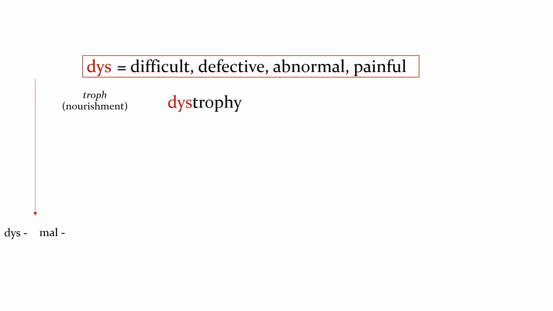So let's take a word like trough, which means nourishment. Dystrophy. Well, some of us may have heard of muscular dystrophy, and we know that trough has to do with some kind of nourishment or nutrition. This is going to be the opposite of that, okay? It's something negative. And by the way, there's what it looks like in Greek, dystrophy.